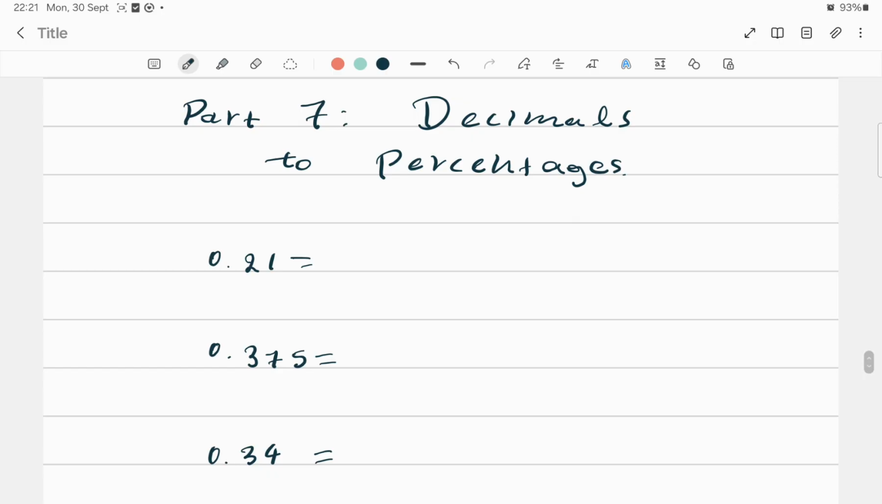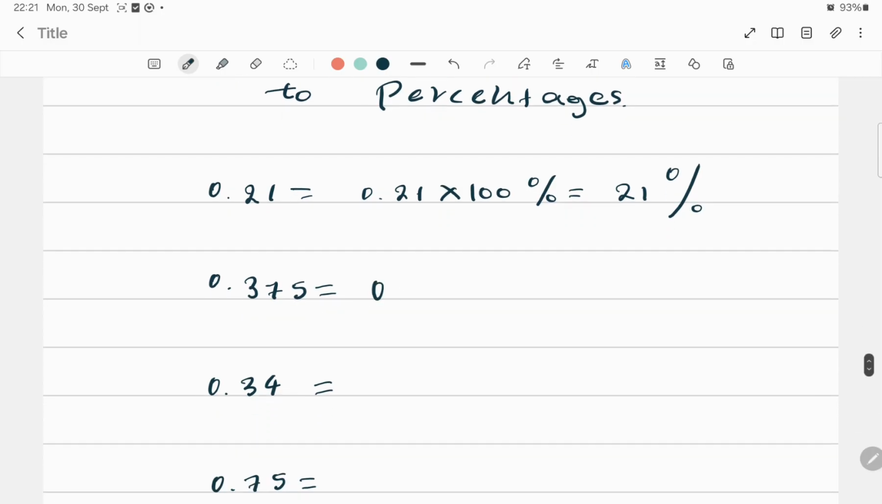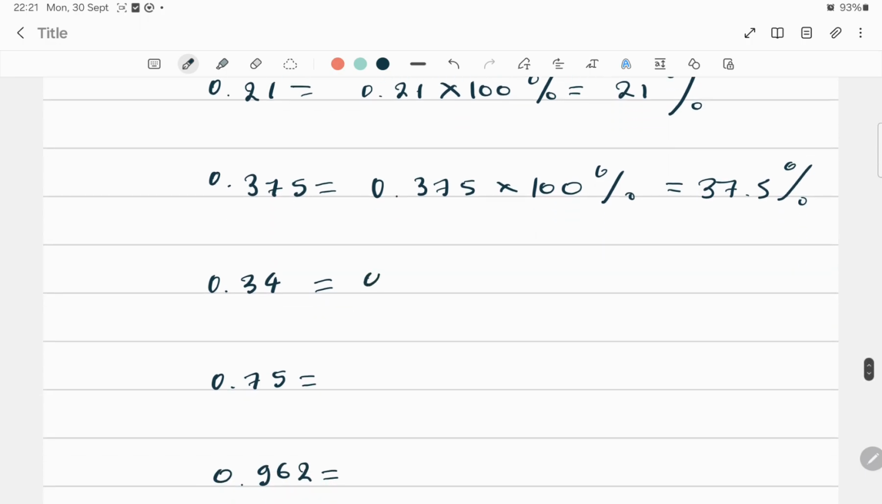So now we have to convert a decimal into a percentage. What we need to do is take 0.21 times 100. We need to move 1 decimal place, 2 decimal places. This one is 21%. 0.375 times 100. This gives me 37.5%. 0.34 times 100. This equals 34%.